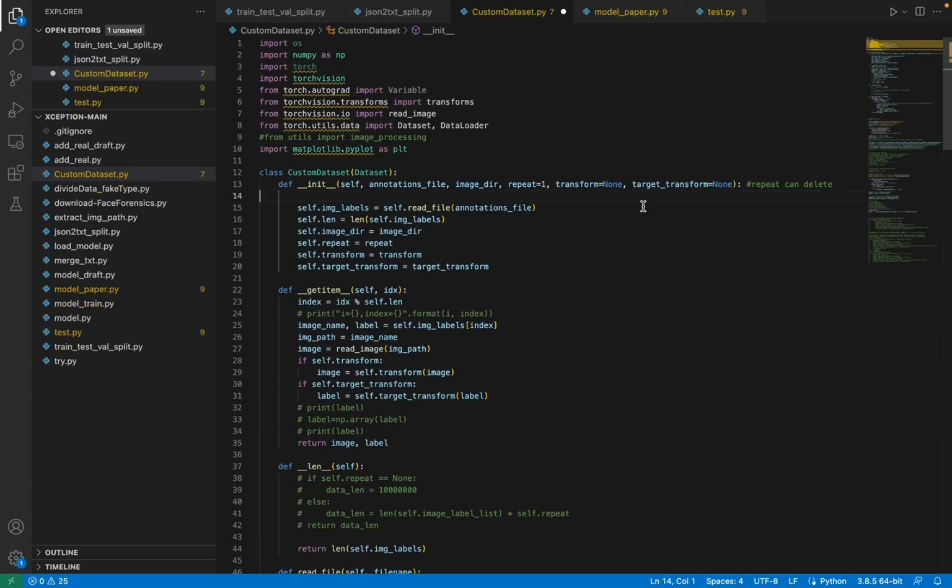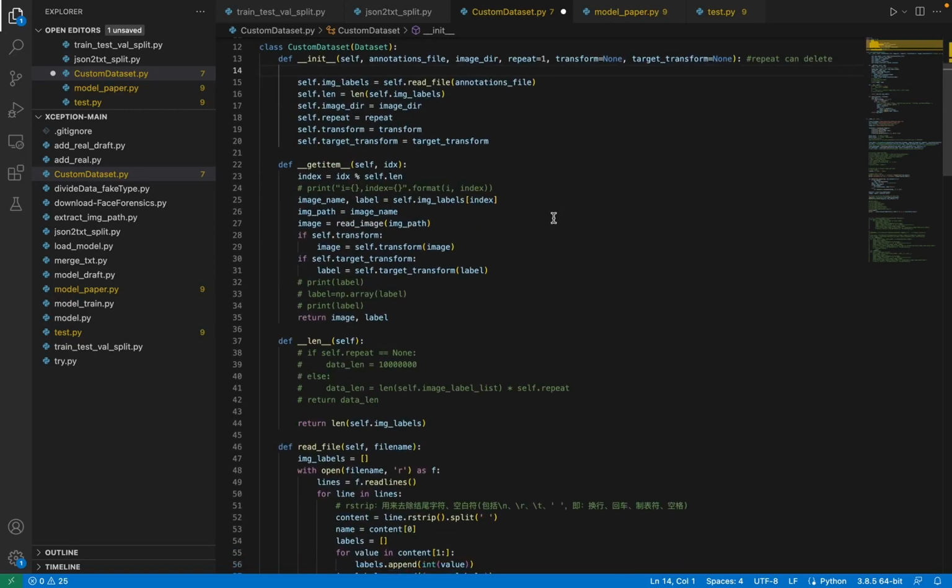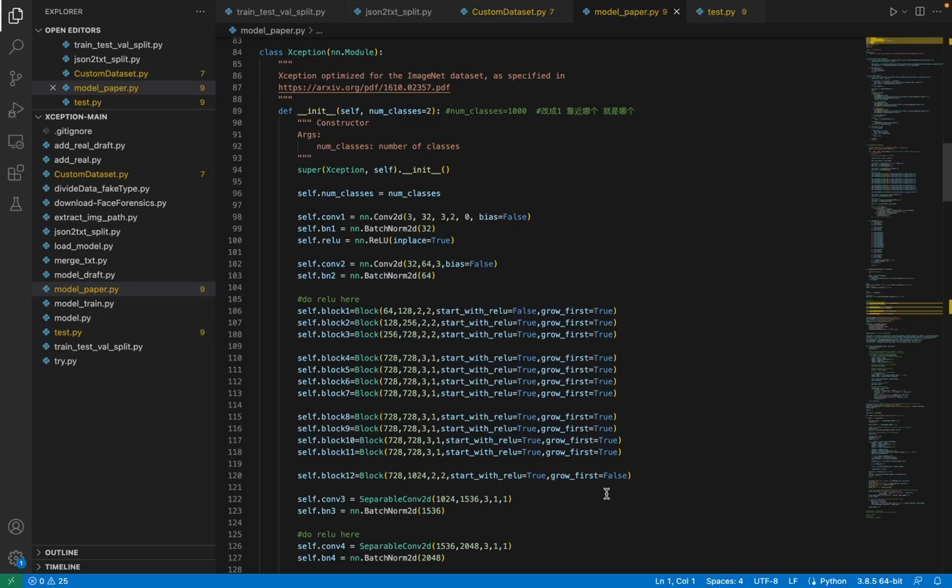And before we use the model.py to train the actual Xception model, we need to write a custom dataset, which is used to load the data to the model. Since every dataset and model use different types or different functions, we need to write our custom dataset to be used. And ours mainly has the image labels, length, image directory, and the transform.